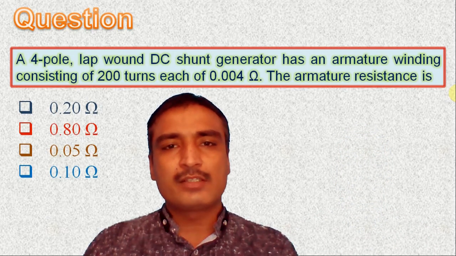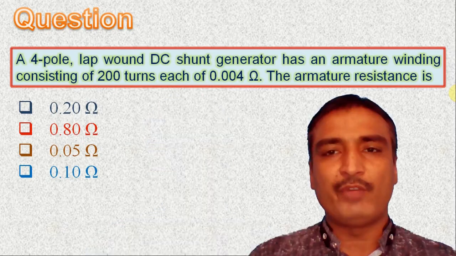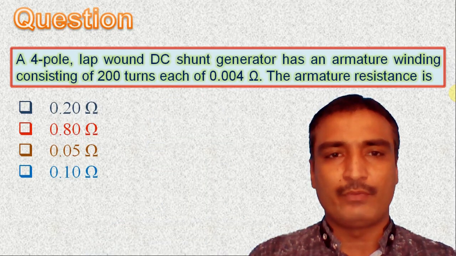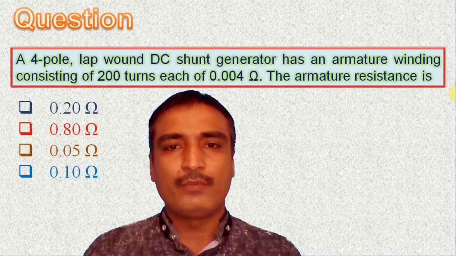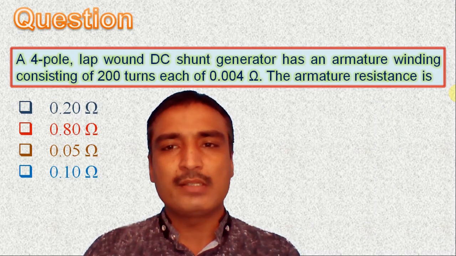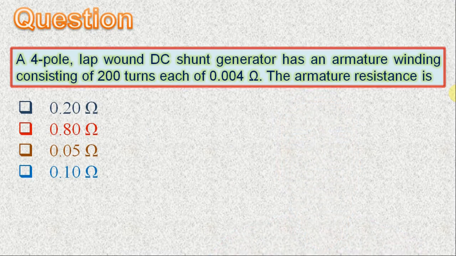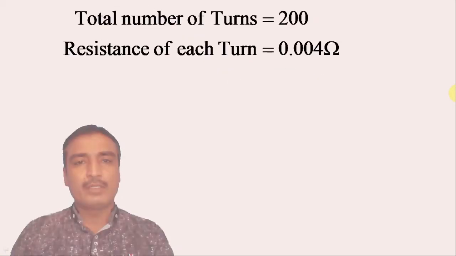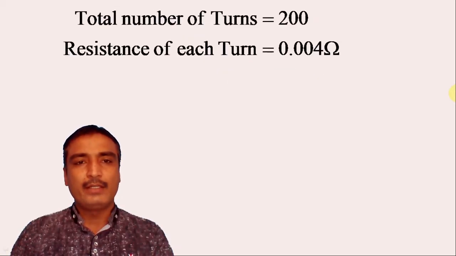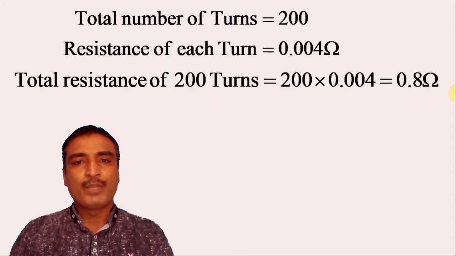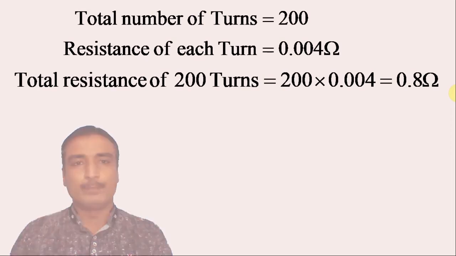Before I explain the answer to a question, I suggest you pause the video and find the answer by yourself. Once you find the answer, replay the video and match your answer with the correct one, which I will let you know with an explanation. Here we have total number of turns equal to 200 and resistance of each turn equal to 0.004 ohm. Therefore, total resistance of 200 turns will be 200 multiplied by 0.004, which is equal to 0.8 ohm.